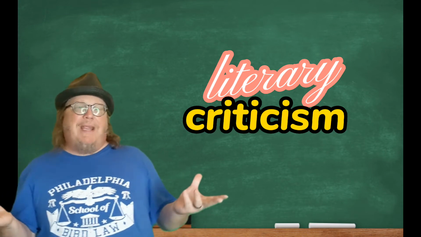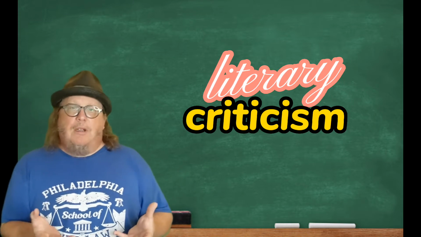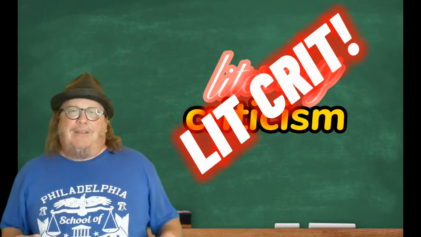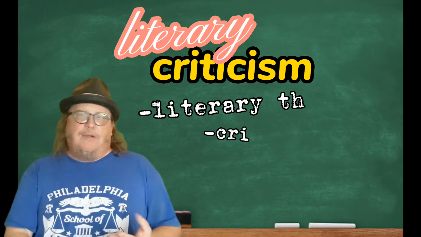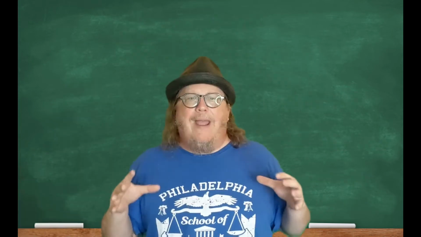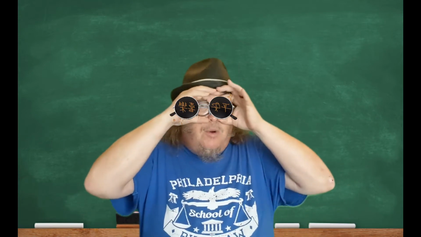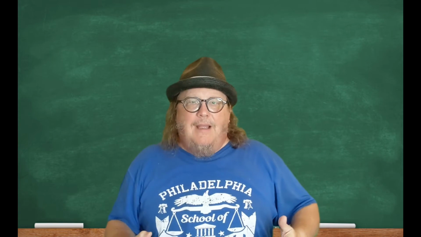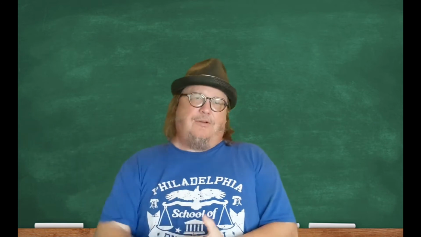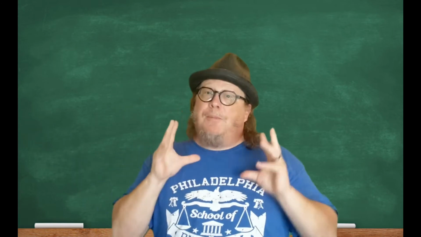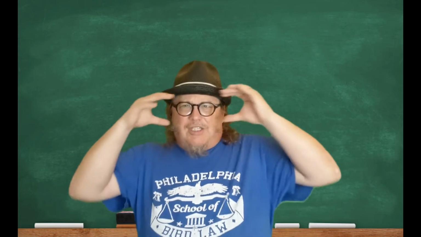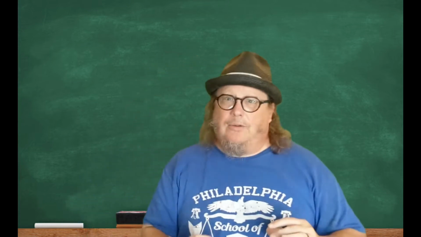This method first became widely known through the study of literature, so you often hear it called literary criticism or even lit crit, because that's fun to say. But it's all the same thing: literary theory, criticism, critique, literary critique, artistic critique. All of these things are a way of applying certain lenses to art to study and understand it better, like the different lenses through which people study the human body, the circulatory system, the skeletal system, etc. Now, there are some known critical theories in the arts, ways of looking at art that put a certain lens on to examine that art at that particular time.